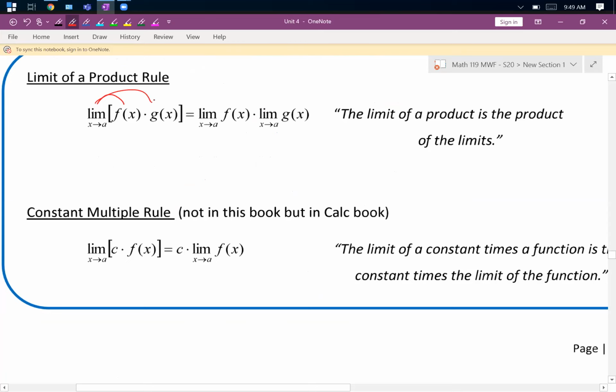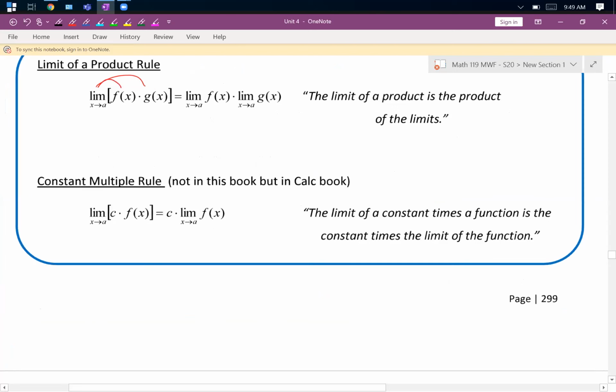There's also another rule that's not in our book, but it's in the calc book, and I think it's appropriate to show it now. It's the constant multiple rule. If we're taking the limit as x approaches a of some constant times a function, you can take this constant and bring it out in front. Kind of like with our log rule, right? We had a log property where if it was an exponent, we brought it out in front. So I think of it kind of like that.